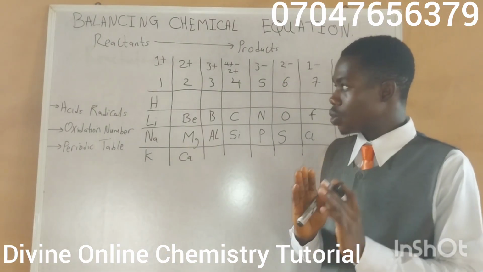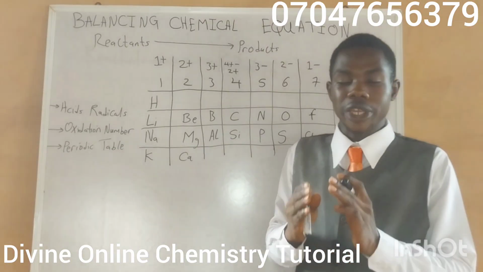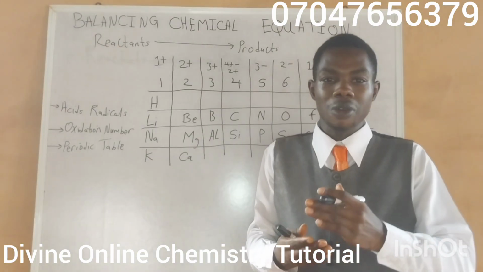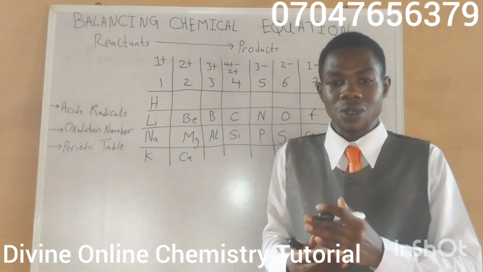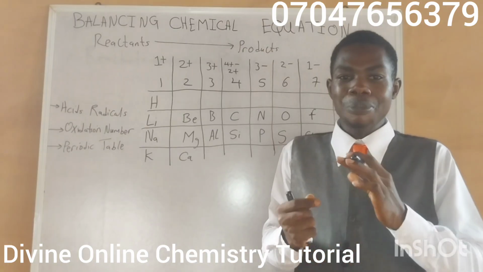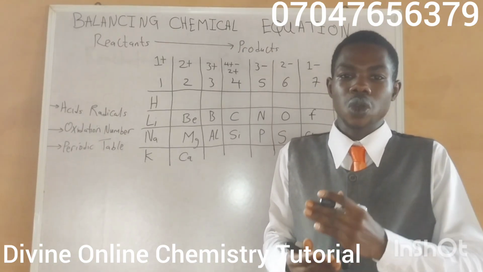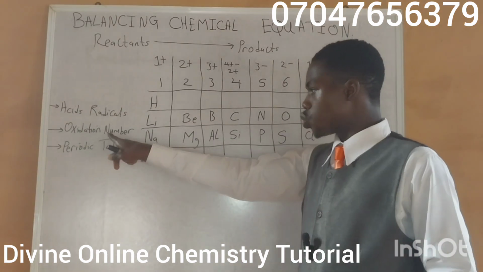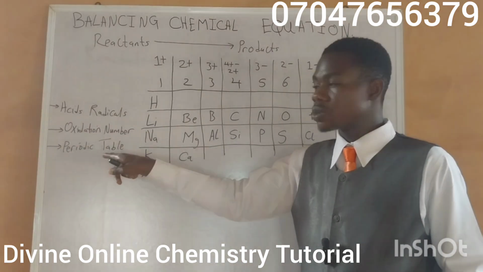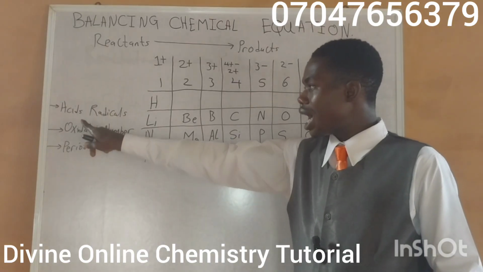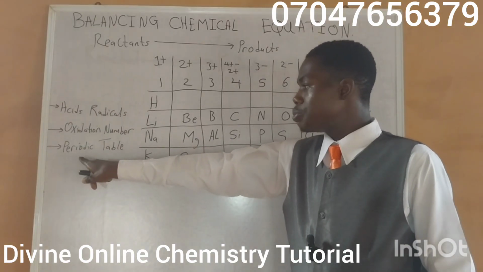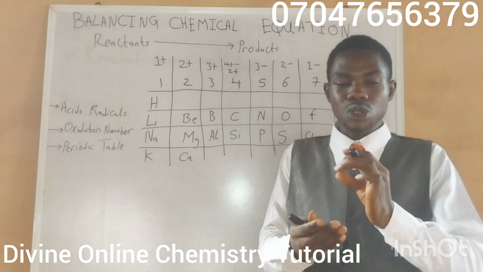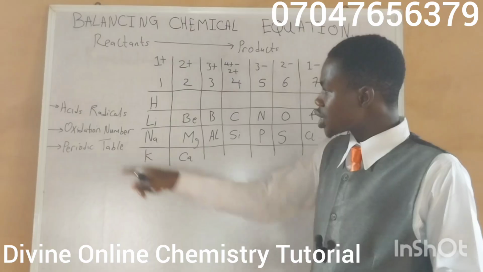Please take note of this for a balanced equation. Before we are able to balance chemical equations very well, we need to have an idea of some terms. If we don't have most of these ideas, balancing of chemical equations will be a big deal for most of us. The first one is the acid radical, the second is the oxidation number, while the third is the periodic table. If we have an idea of these three, then balancing of chemical equations will not be a big deal to us.